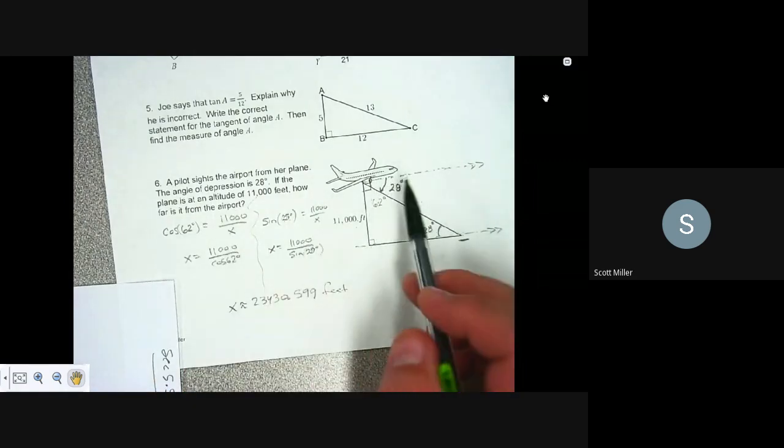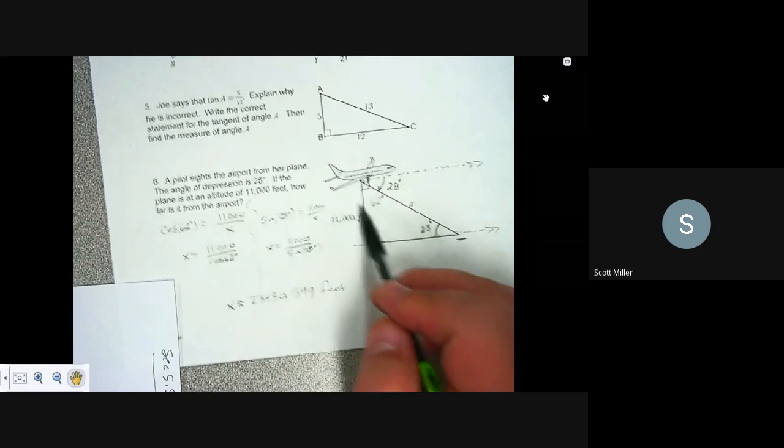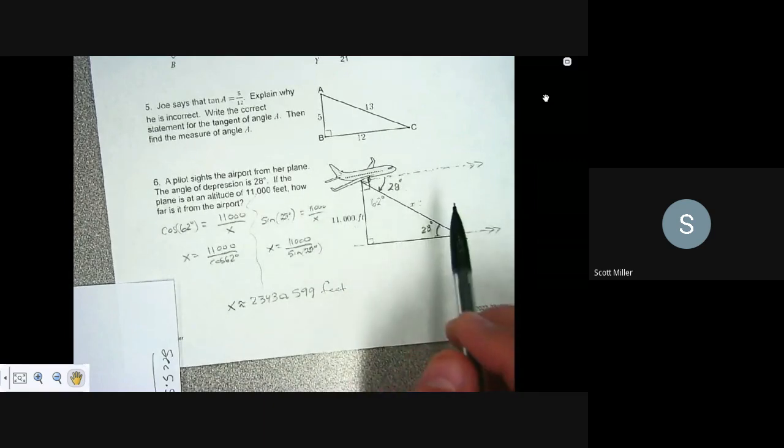Again, remember, do the drawing, put your angle in there according to the definition of angle of depression or angle of elevation, and then make sure that you have an angle in the triangle or you cannot use the trig ratios.